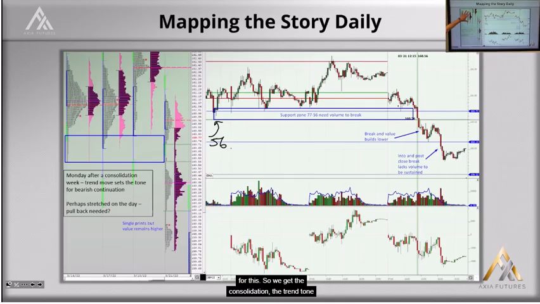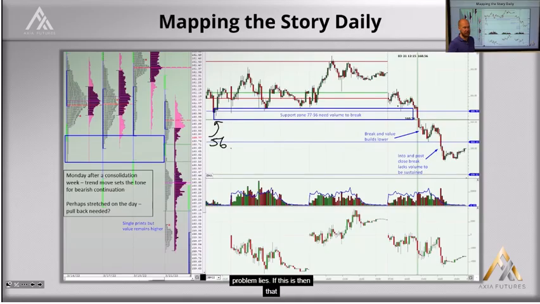So we get the consolidation. The trend tone starts. Drift down early on, down towards that 72. Once you get this punch through, and it comes later on in the day, in fact, we start to build early in the morning. From midday, you get the smash through the low, light volume, shifts value lower, everything you want from another potential trend day. So all looking good here.